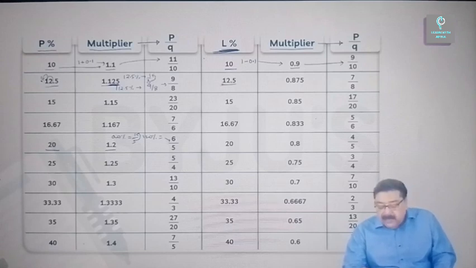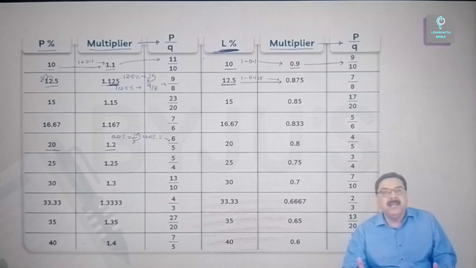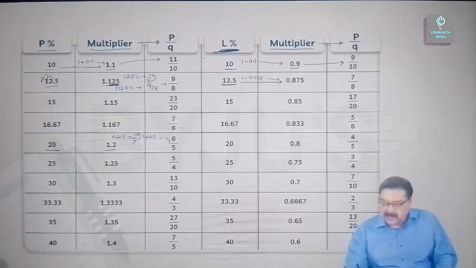So if the loss made is 12.5%, in that case we need to multiply cost price with 1 minus 0.125, which is 0.875. Scary. How can we multiply 0.875 with a number? It will take more time. Yes, it will. And that is why we are converting it into fraction.